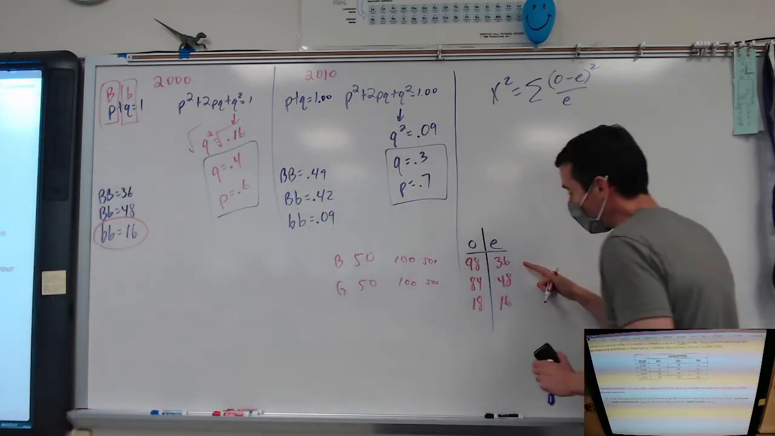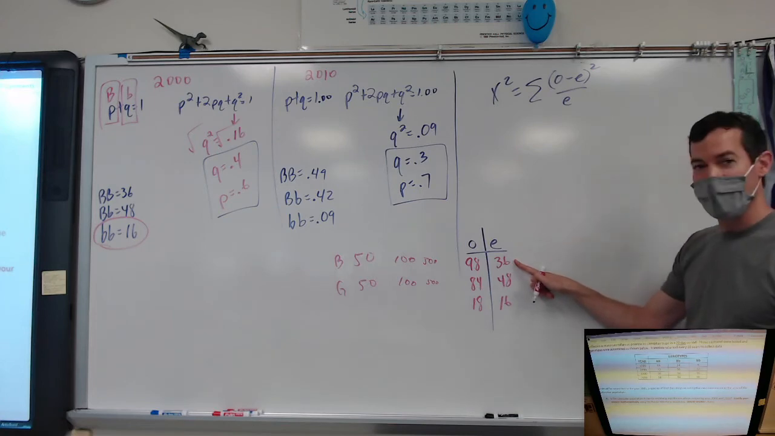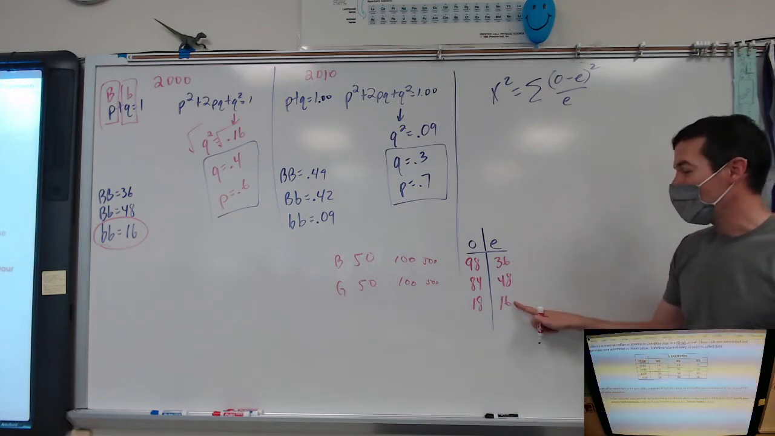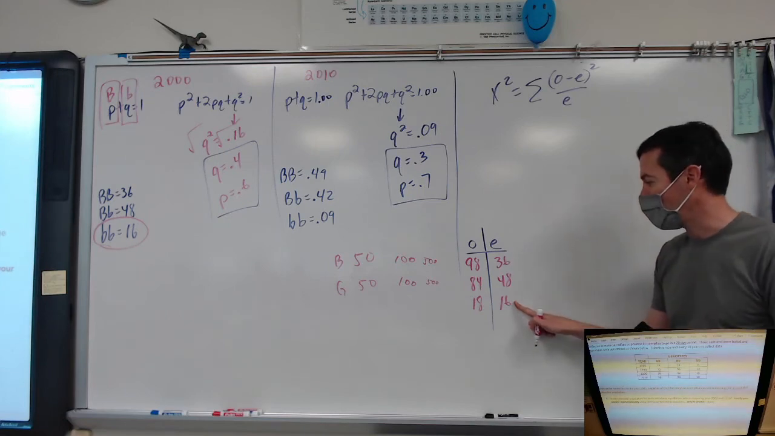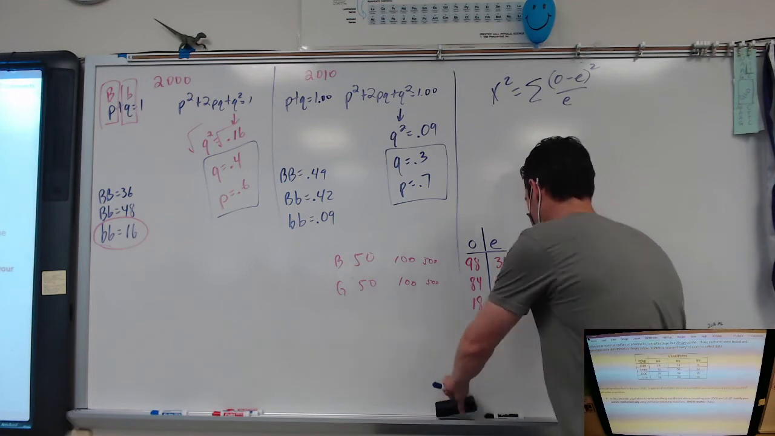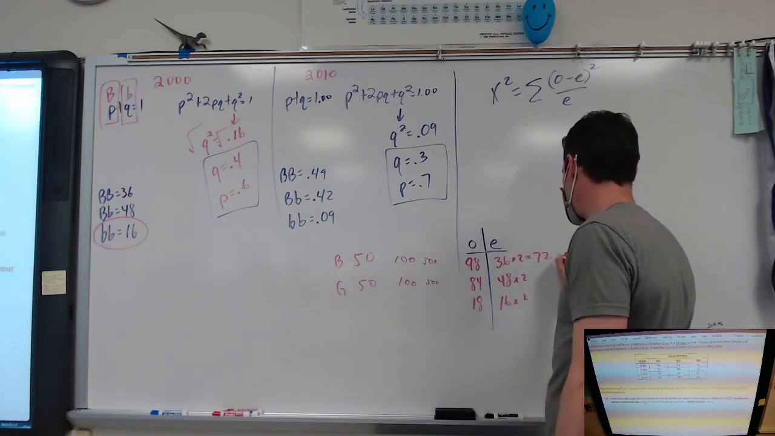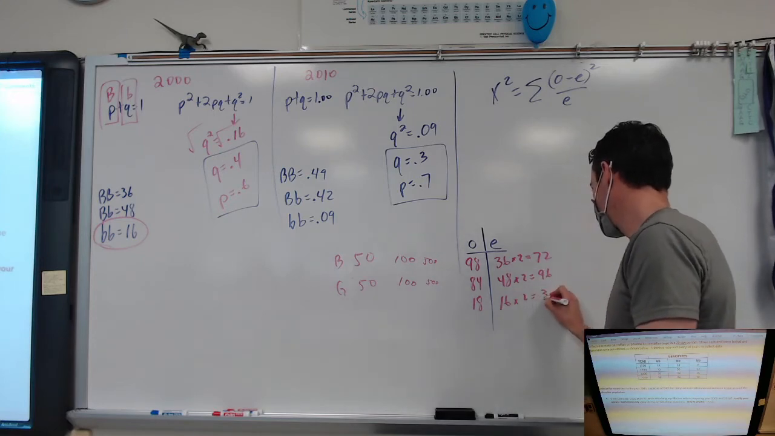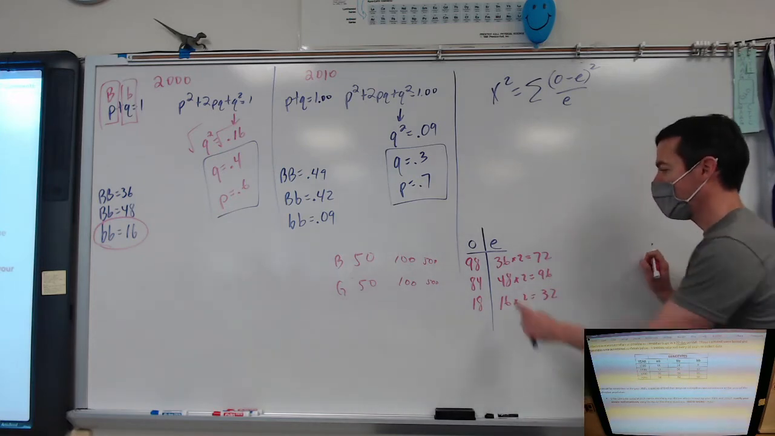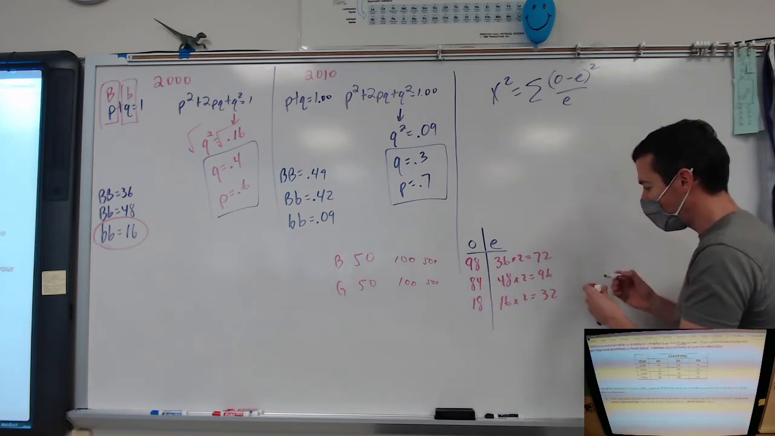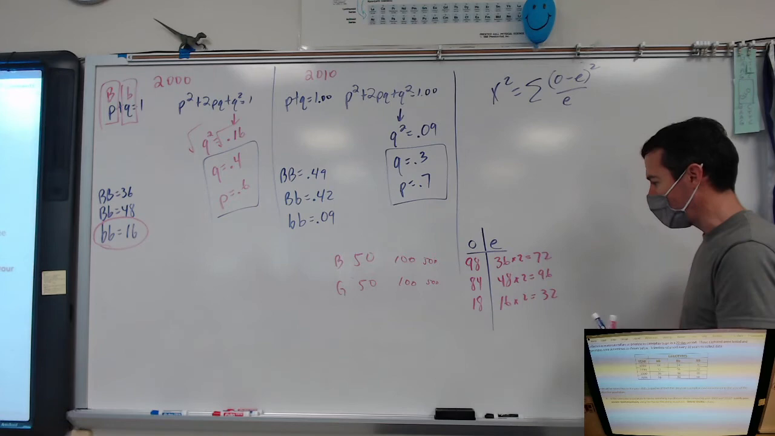I expected 36% of them to be this, 48% to be this, and 16% to be this. But there's 200 caterpillars this year. So I multiply everybody by 2. So I expected 72, 96, and 32. What did I observe? 98, 84, 18. What did I expect? 72, 96, 32.